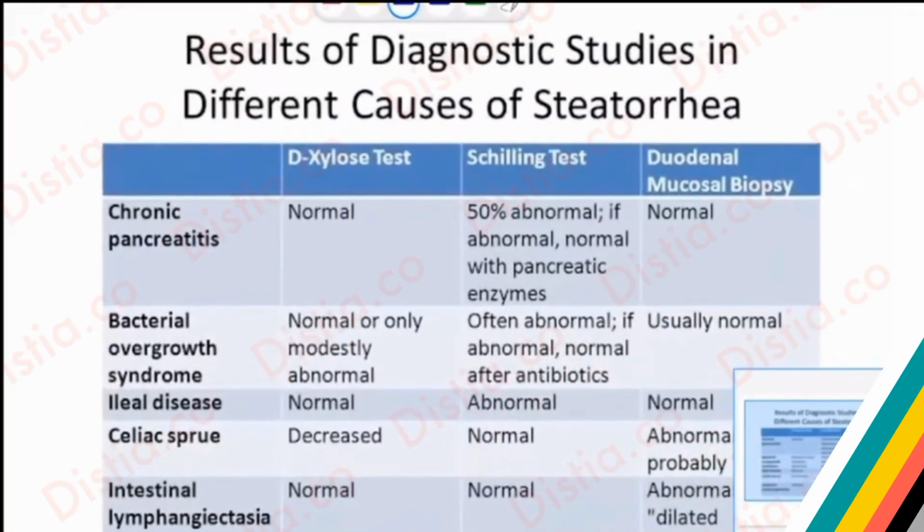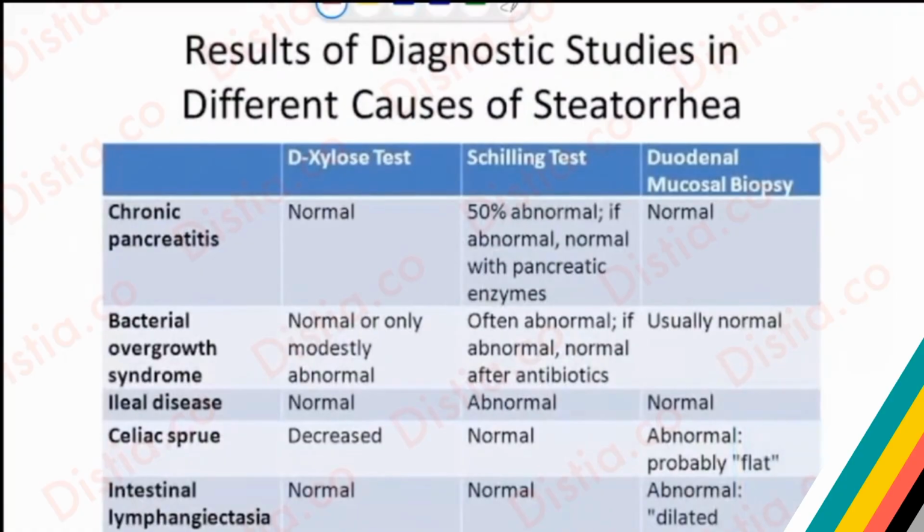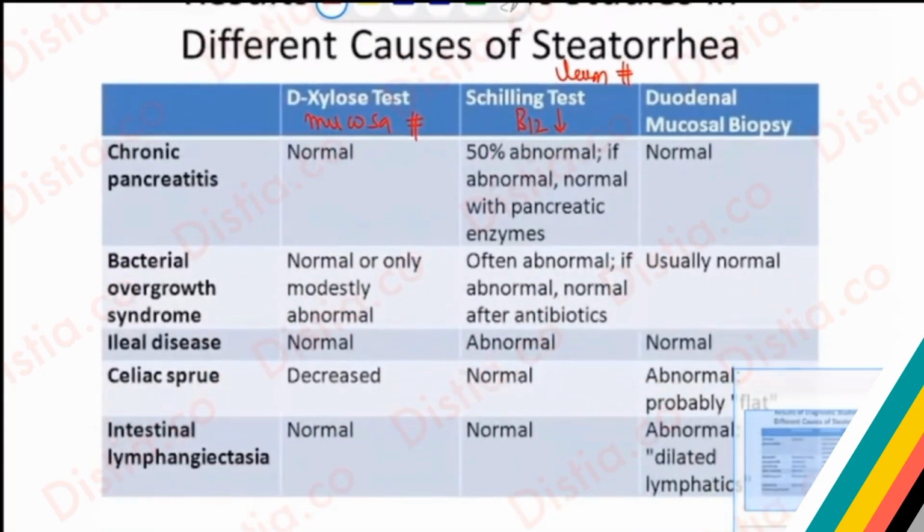I also want to highlight that I have explained to you regarding the D-xylose test, which is going to tell you regarding problems of the mucosa of the gut being hampered. And for Schilling's test, obviously it is B12 deficiency because the ileum is hampered. Now I want to talk about combinations here. Suppose you get a question which says D-xylose test absorption is defective. That means there is going to be mucosal disease, and he says Schilling's test is also abnormal.